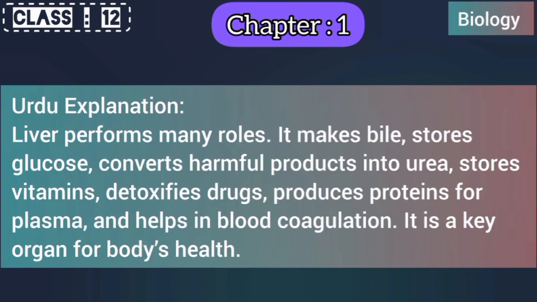Urdu explanation. Liver performs many roles. It makes bile, stores glucose, converts harmful products into urea, stores vitamins, detoxifies drugs, produces proteins for plasma, and helps in blood coagulation. It is a key organ for body's health.